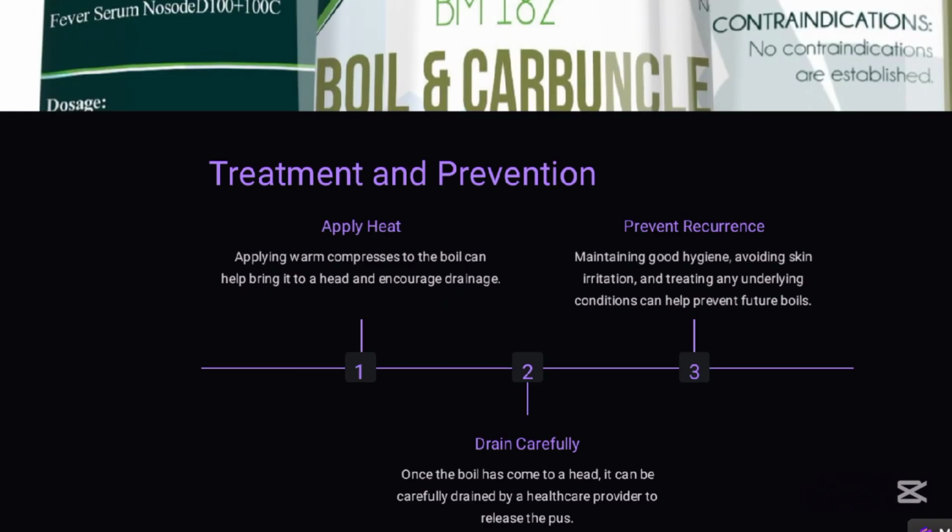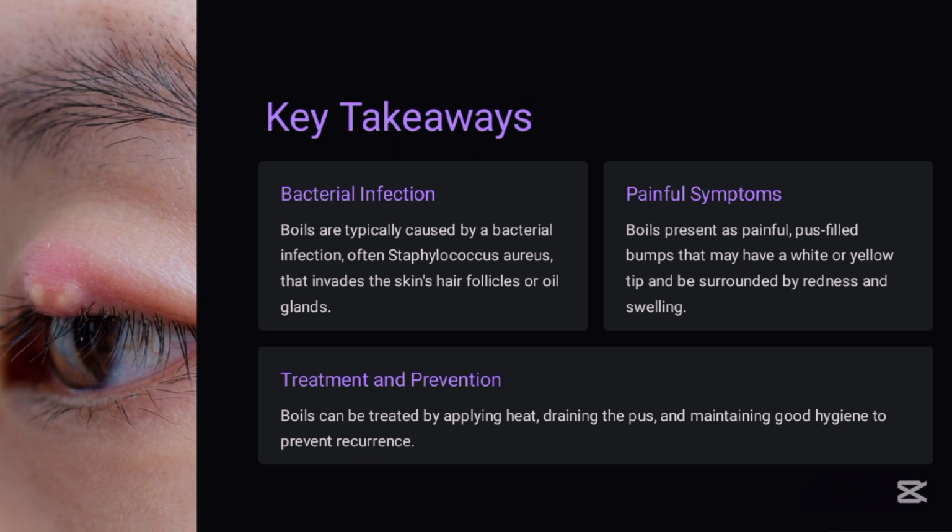Now what are the treatment and prevention in boils? Number one is apply heat. Applying warm compresses to the boil can help bring it to a head and encourage drainage. Number two is prevent recurrence. Maintaining good hygiene, avoiding skin irritation, and treating any underlying condition can help prevent future boils. Number three is drain carefully. Once the boil has come to a head, it can be carefully drained by a healthcare provider to release the pus. Now what are the key takeaways in boils?